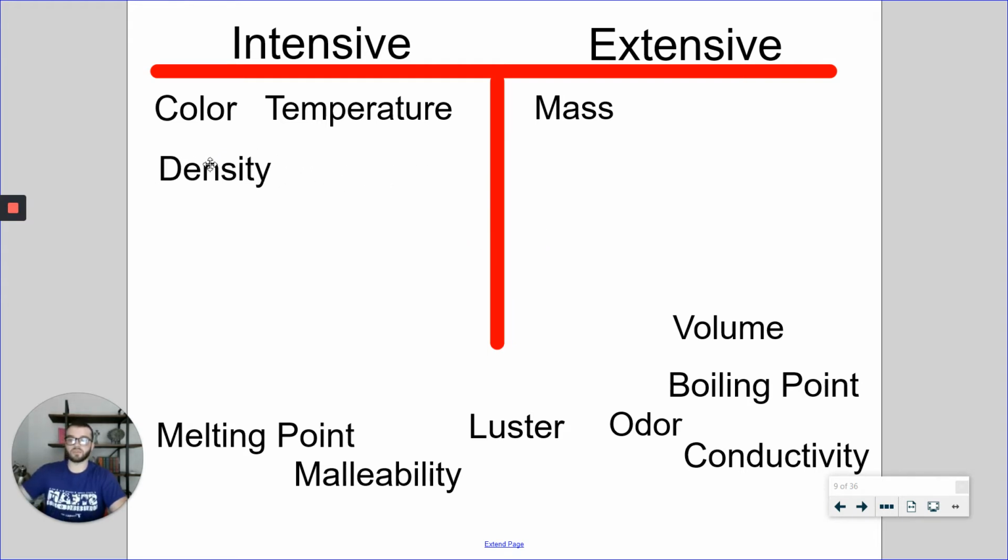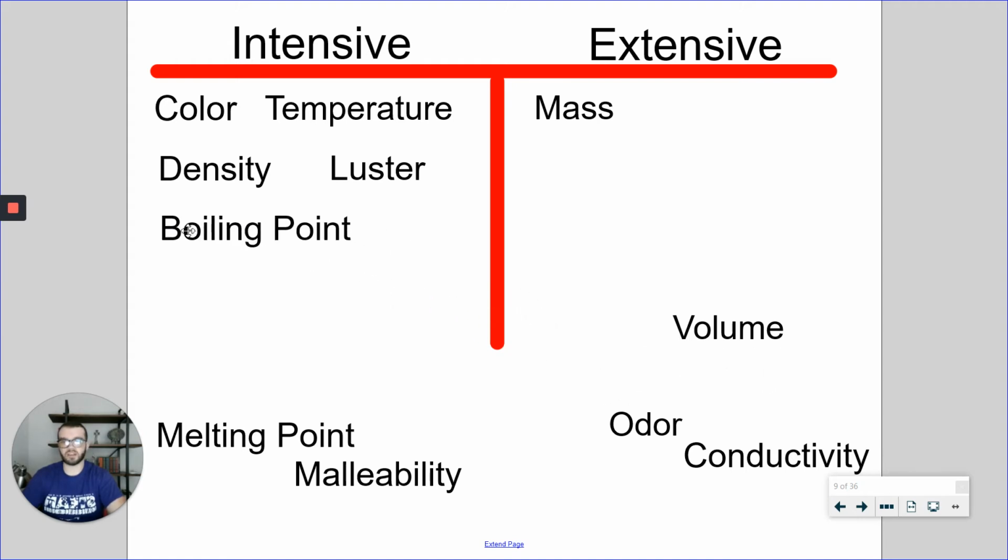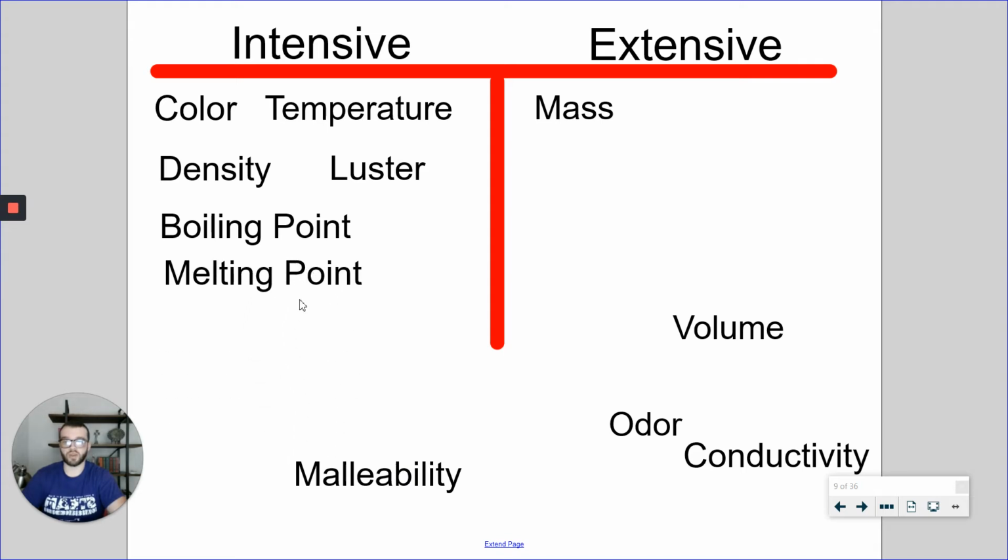Density, same thing with the water example. I could have this much water, or I could have a whole swimming pool. Each individual droplet will have the same density. Luster, boiling point, I can have a bunch or a little, it's all going to boil at the same boiling point. Same thing with melting point.